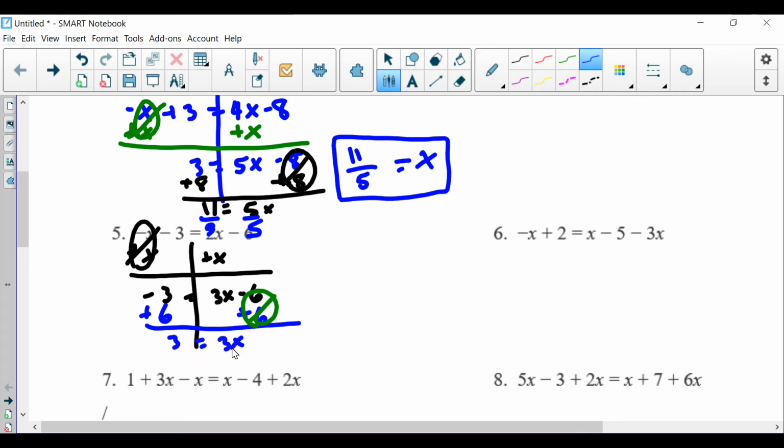3x is equal to 3. And then we're going to divide by 3. What we do to one side, we do to the other. And we get x is equal to 1.